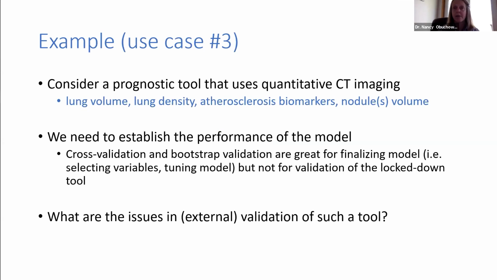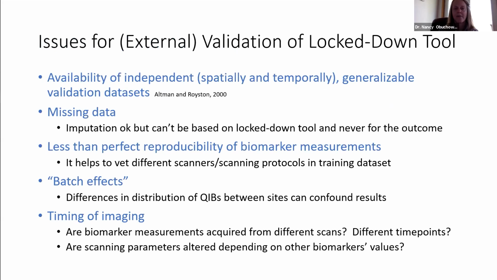Today, I'm talking about how do we validate the lockdown tool, the lockdown model? We've already developed the model in our training set. We need to validate that lockdown tool. So what are the issues in this external validation? Next slide, please. So I've listed 5 issues related to this external validation.